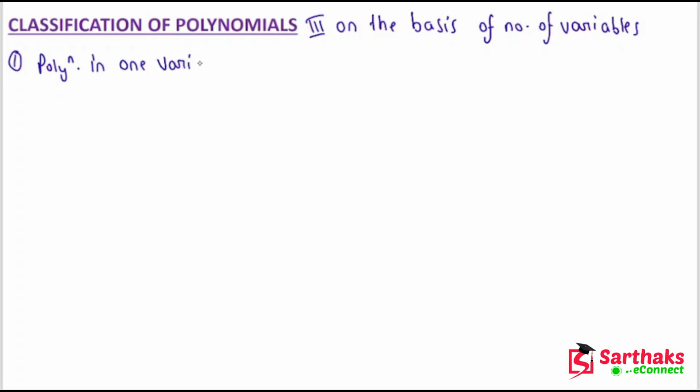Okay, there can be polynomials in zero variables, which are nothing but the constant polynomials because they do not have any variable. So let us start with polynomials in one variable. They have only one variable, so you can directly name the examples. Let us take 8x plus 7.